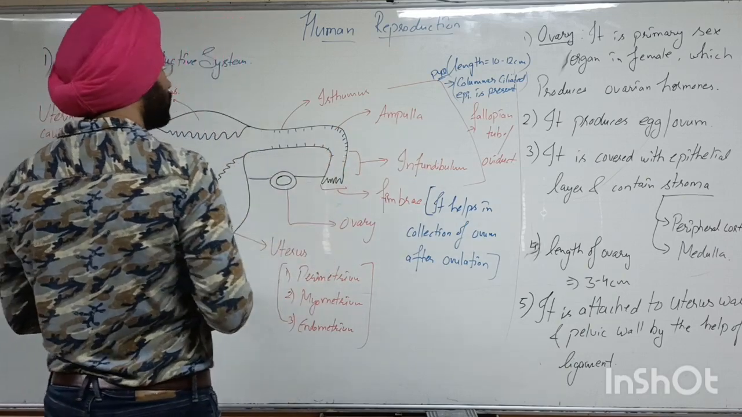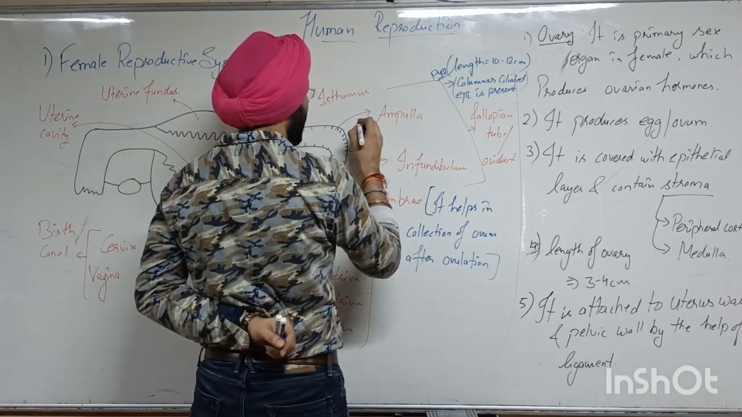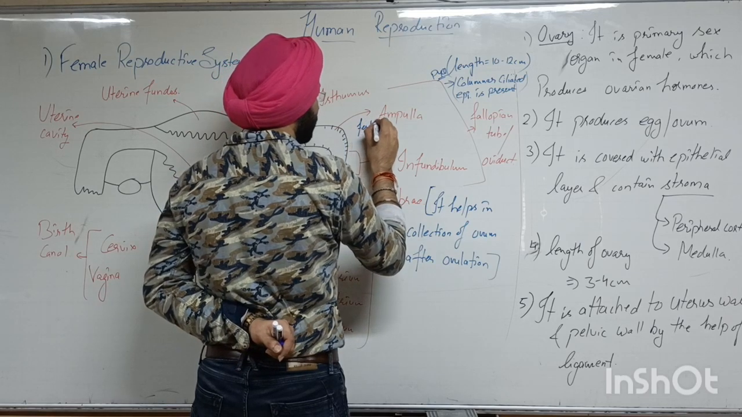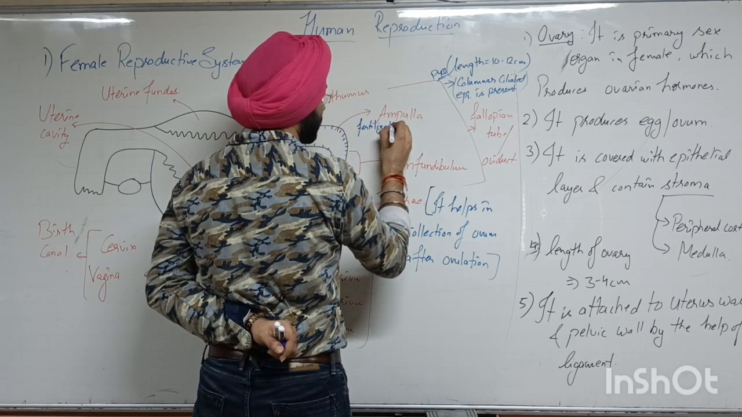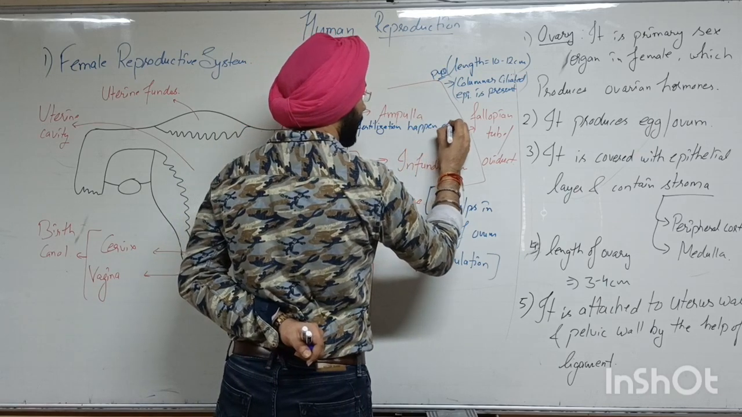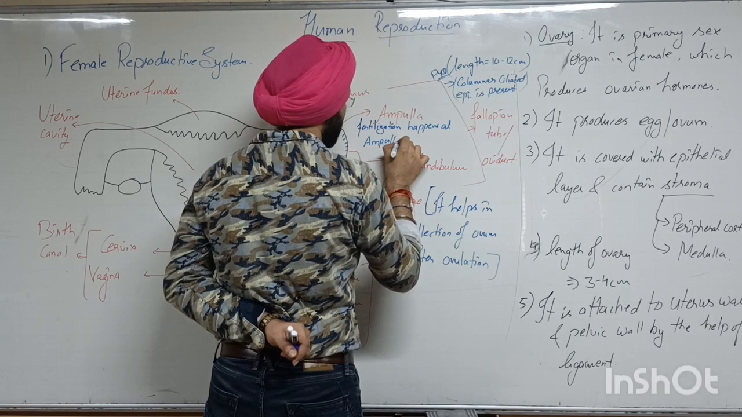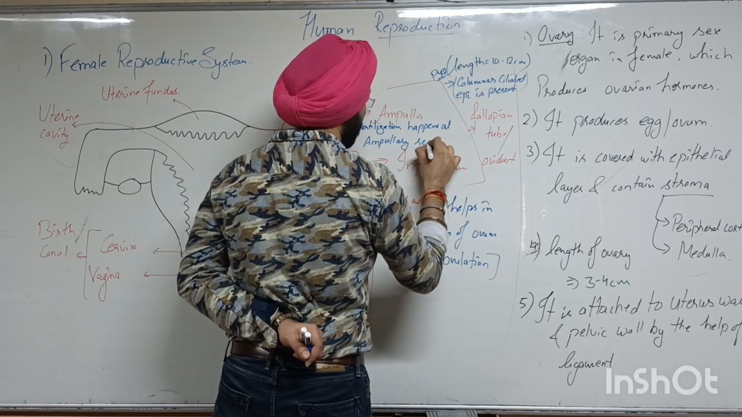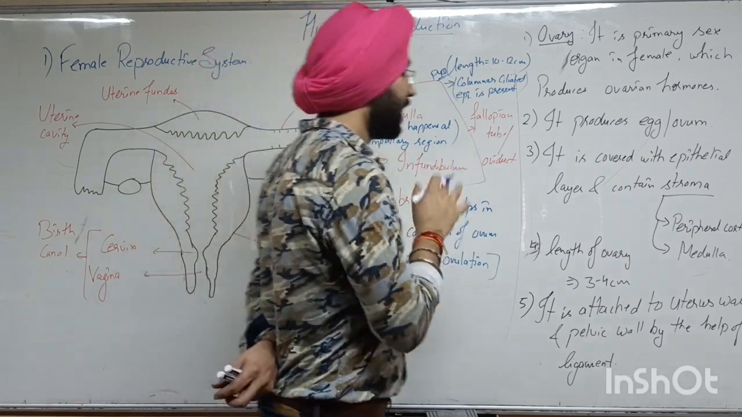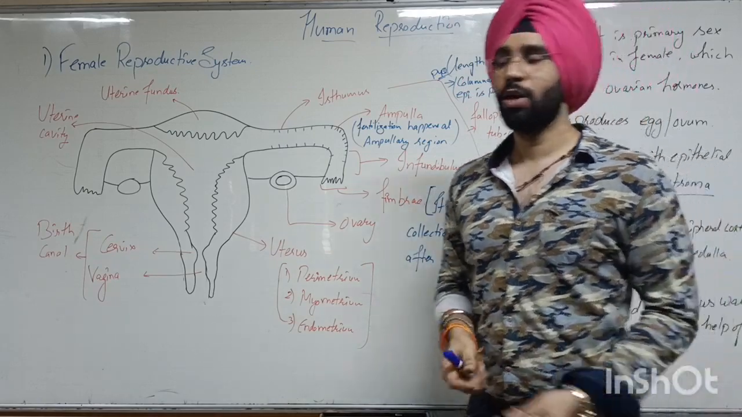So here you can also write below the ampulla: fertilization happens at the ampullary region. I have written it under the ampulla. So this is the correction that NCERT has made over the years.